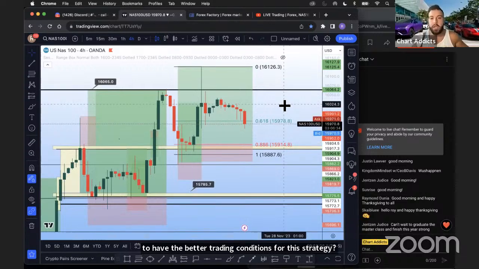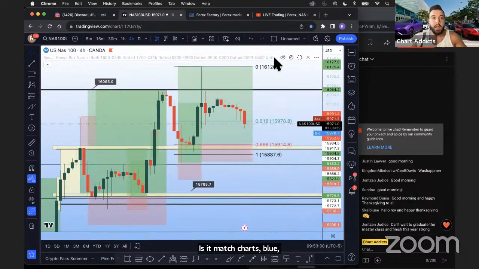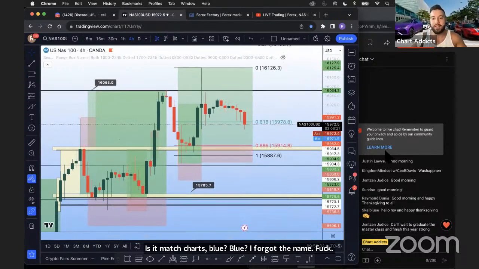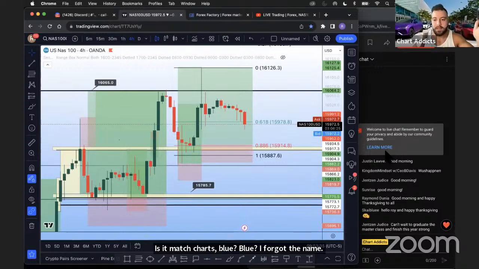Is it Matt Charts, Blue, I forgot the name. Blue something? Or is it going to be the Funded Trader with Angelo? We'll see. Are you guys excited about this?